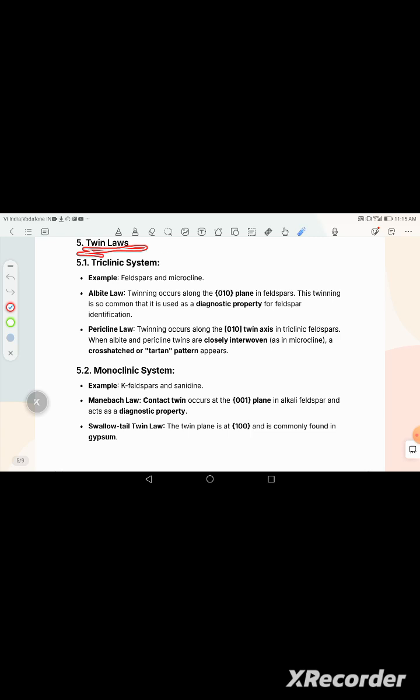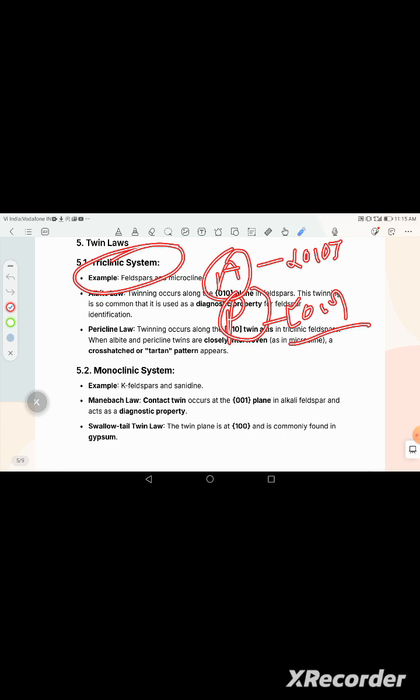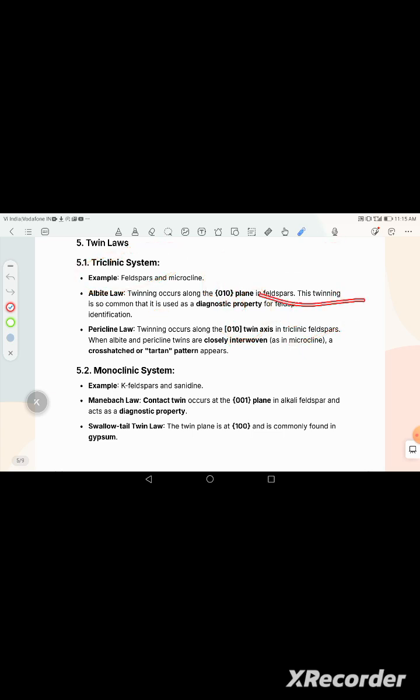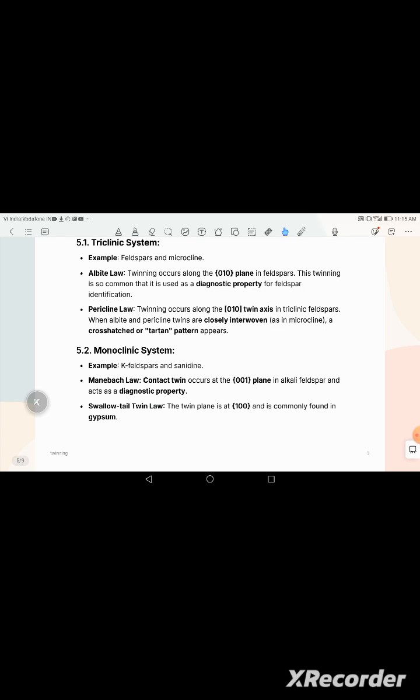So for the triclinic system, if we want to remember, then we need to remember what the elements are, what the twinning laws are that it follows. That follows A and P. A is Albite, P is Pericline. It follows the 010 plane, it follows the 010 axis, and this is commonly occurring in feldspar, and this is triclinic feldspar. The cross-hatch or tartan patterns appear. So these words like cross-hatch pattern in the Pericline law or in the triclinic system, if we write these elements, then things become clearer to us.